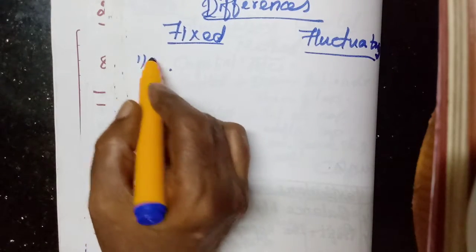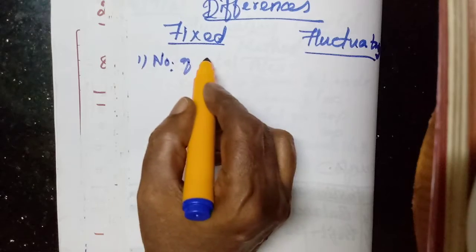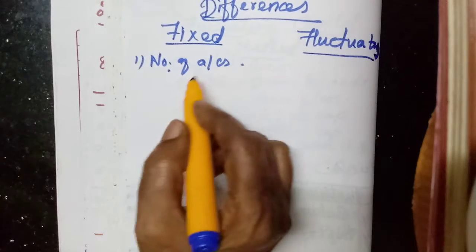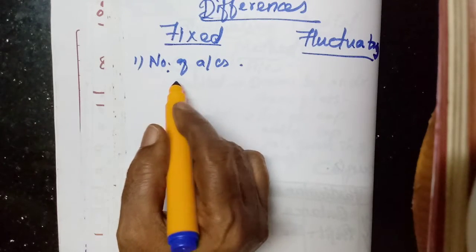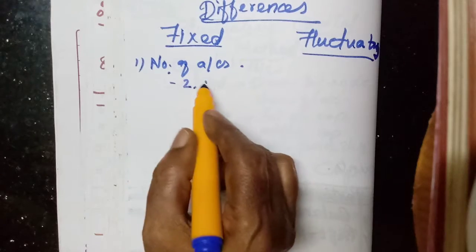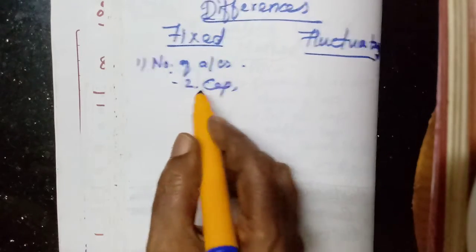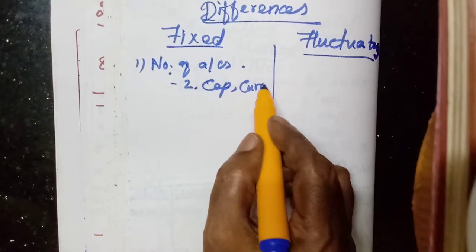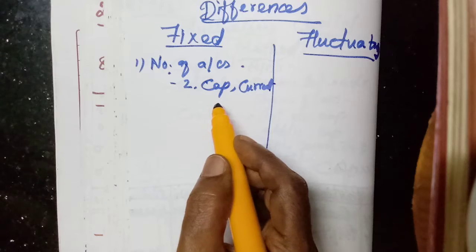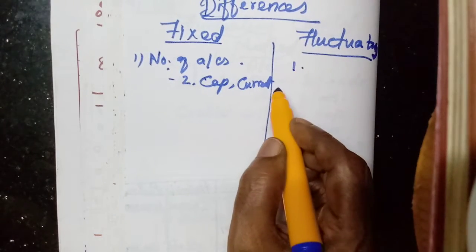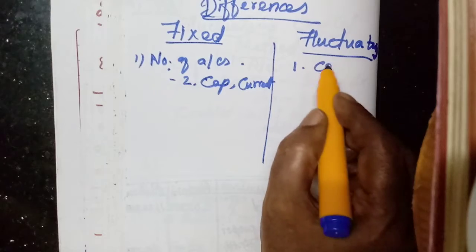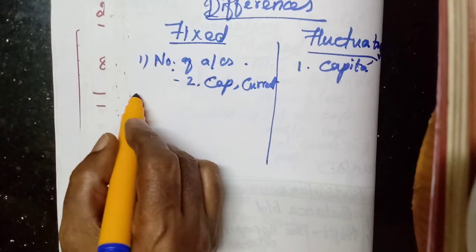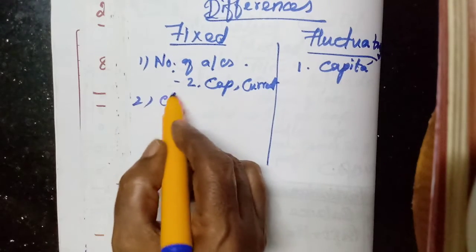Okay, first one, number of accounts, main thing. Okay, here in the fixed capital method, how many accounts do we prepare? 2. What are they? One is the capital account, the other one is the current account. But here only one account is maintained, that is the capital account of all the partners. Here all the partners only. Okay, then second difference, change in capital.